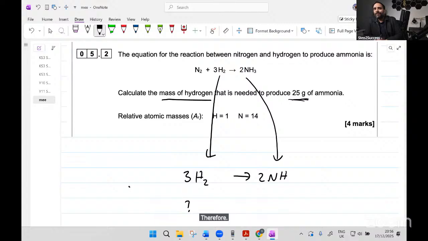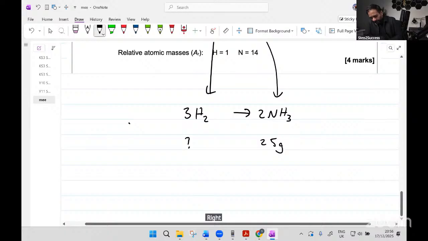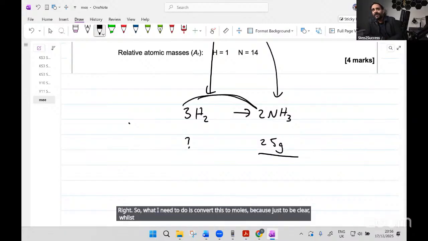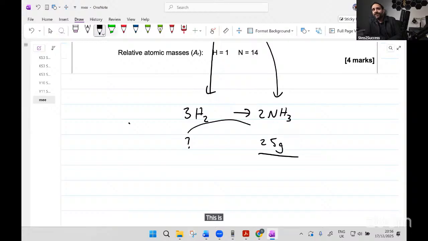Therefore, I am going to convert to moles to figure this out. So NH3, the question is 25 grams of this. What I need to do is convert this to moles, because just to be clear, whilst this is a 3:2 ratio, this is not a 3:2 ratio in terms of grams. It is a 3:2 ratio in terms of moles.